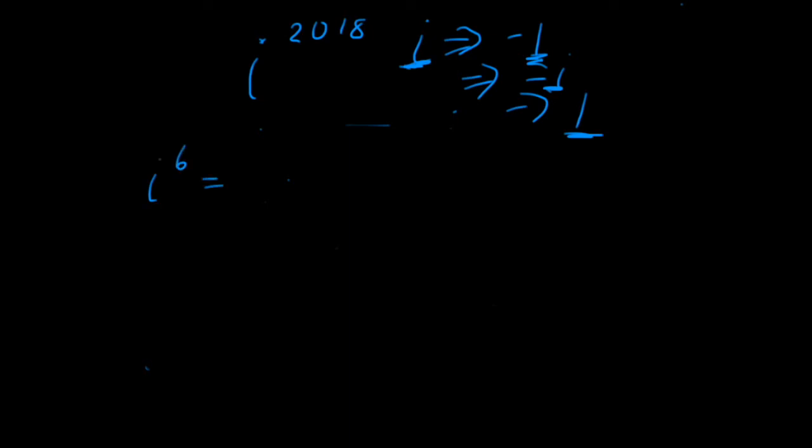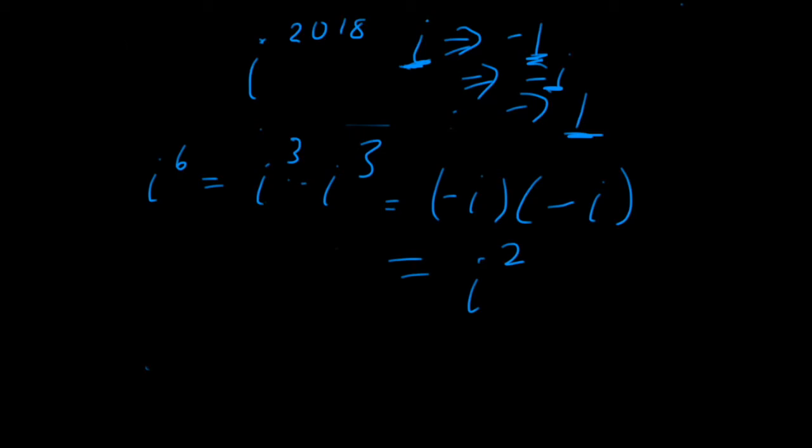i to the sixth, which is just i cubed times i cubed. And we had i cubed as negative i, so that's negative i times negative i, which is the same thing as i squared, and i squared is going to be right here, which is negative 1. So our prediction was correct, right?